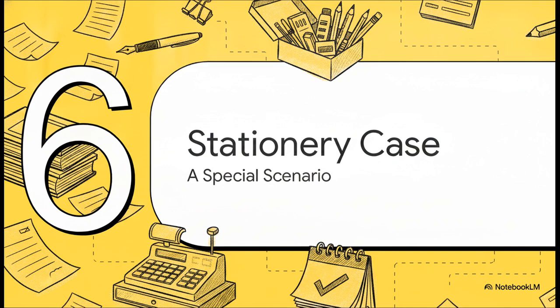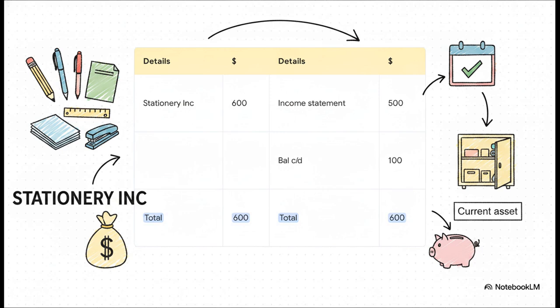Which brings us to a fun little outlier. Section 6, the stationery special case. Okay, here is a truly fascinating accounting plot twist. Stationery is physical inventory, right? But it actually behaves exactly like a prepayment.